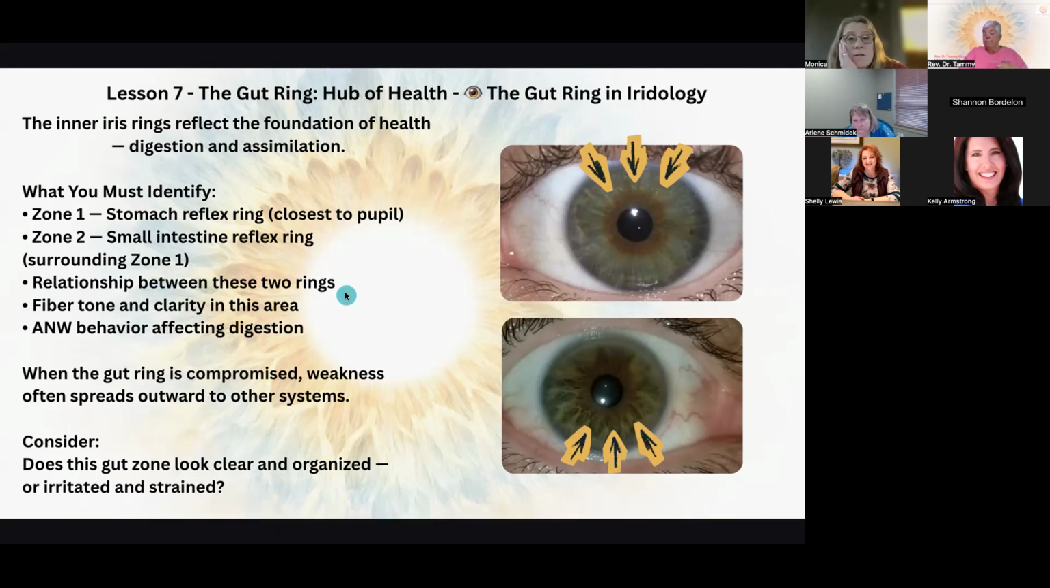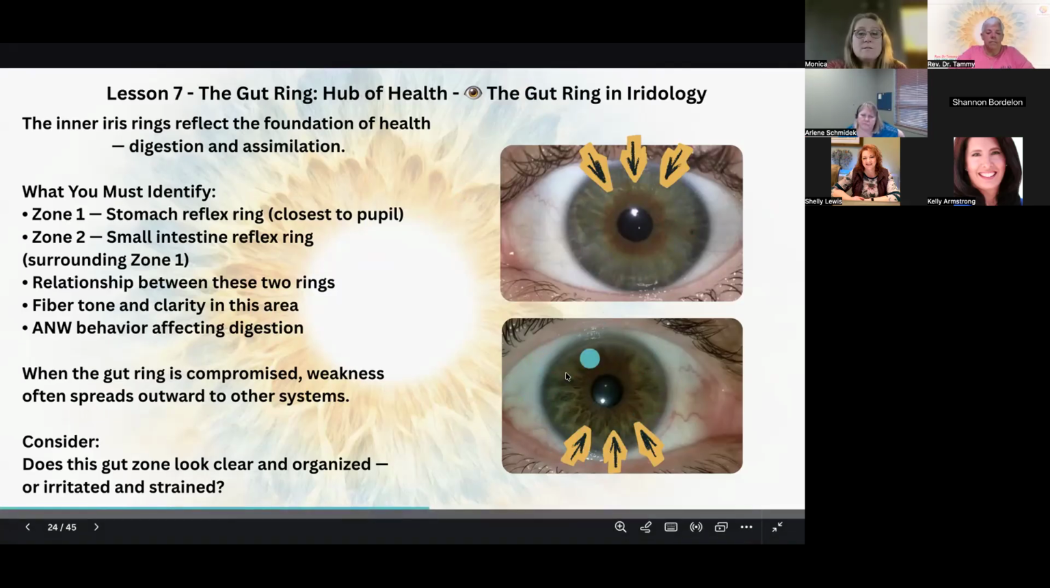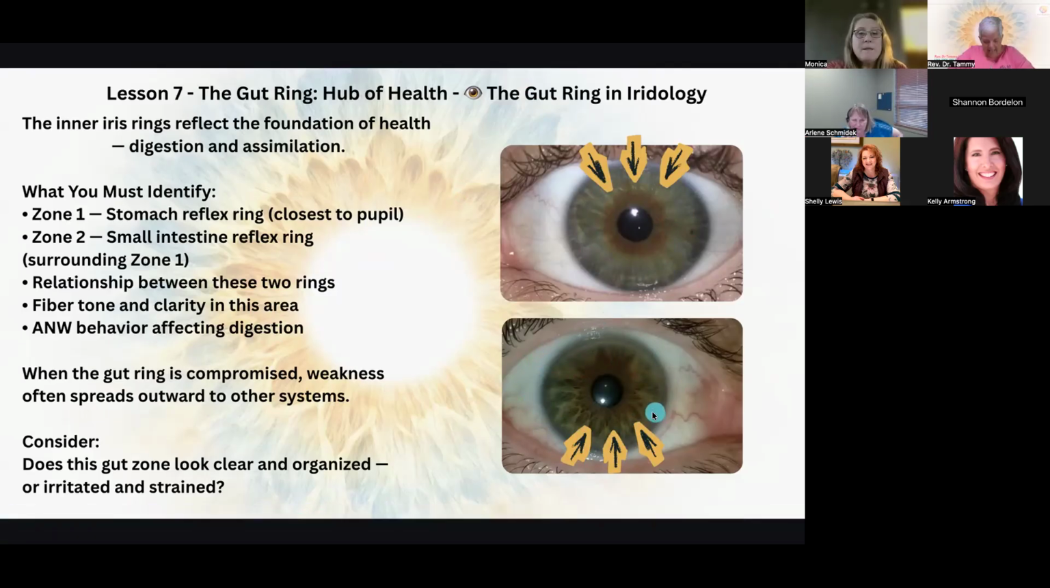So, quick question: how do you distinguish between the gut ring and the ANW, because of the jaggedness? Like you said, the top one there, if it was closer, that's okay for the ANW. And then the bottom would mean pretty intense stress, right? Yes. So how do you clarify between them? Are they one and the same?